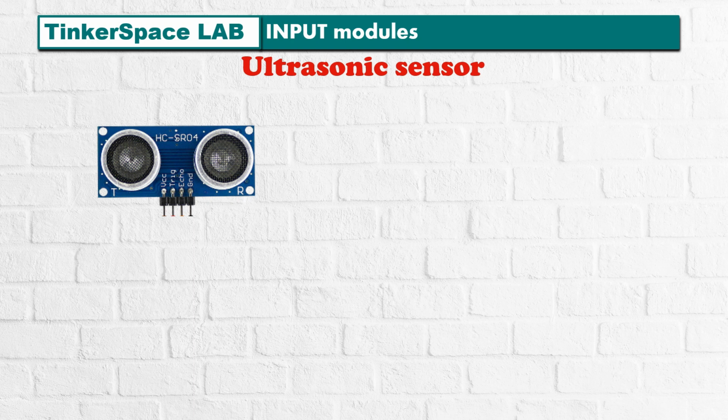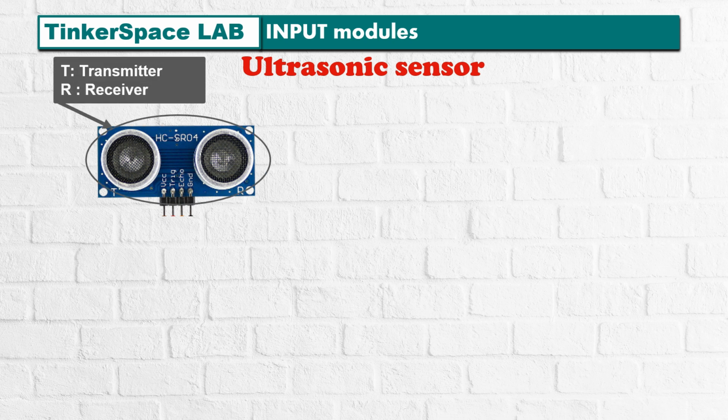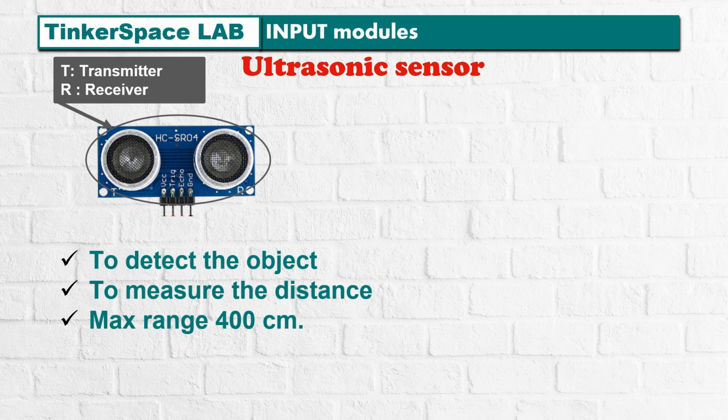Ultrasonic sensor. This sensor detects objects and measures distance using sound waves. It has two main components. Transmitter sends out ultrasonic sound waves. Receiver captures the reflected waves from objects. By calculating the time taken for the sound to return, the sensor measures the distance to the object. It works up to a range of 400 centimeters.